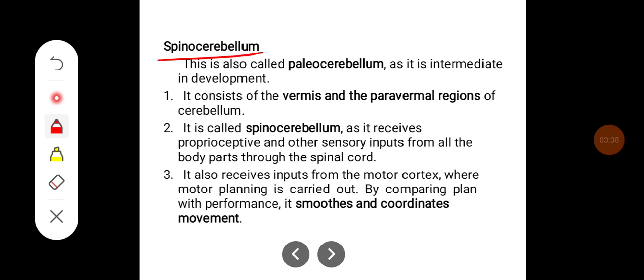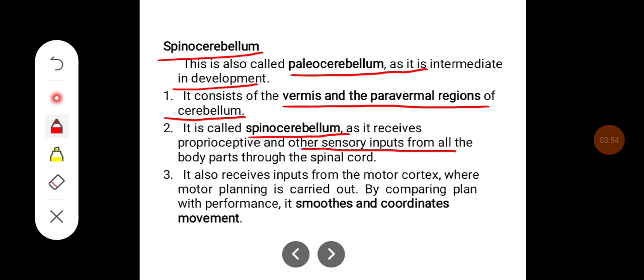Spinocerebellum. This is also called paleocerebellum as it is intermediate in its development. It consists of vermis and paravermal regions of the cerebellum. It is called spinocerebellum as it receives proprioceptive and other sensory inputs from all the body parts through the spinal cord. It also receives input from motor cortex where the motor planning is carried out. By comparing plan with performance, it smoothens and coordinates movement.